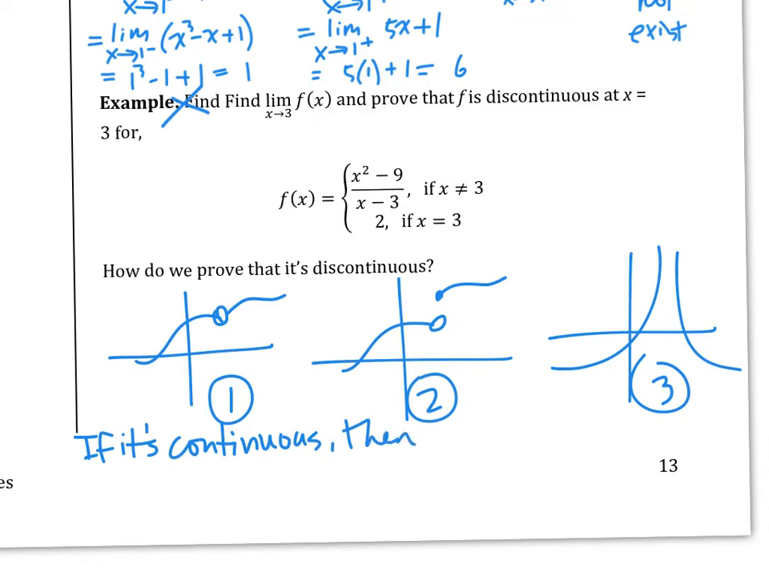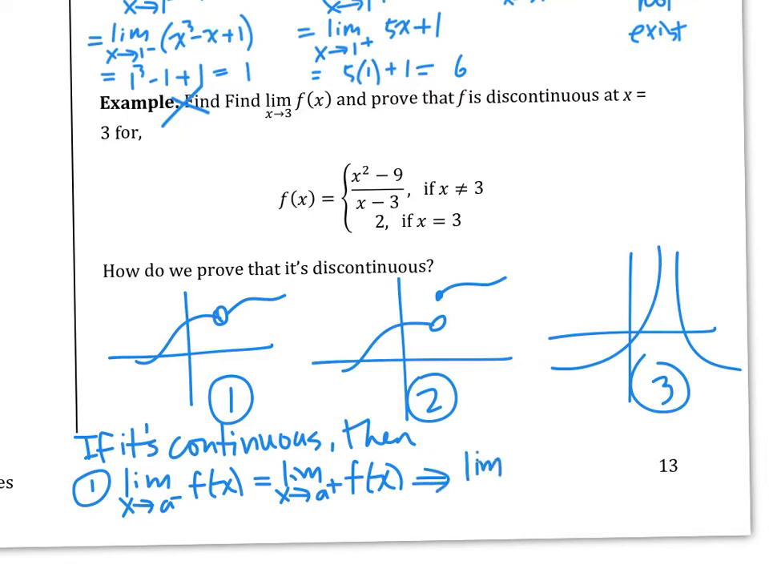If it's continuous, then first, the left-hand side and right-hand side must go to the same number, meaning the limit as x goes to, let's say, a from the negative side of f of x has to equal the limit as x goes to a from the right-hand side of f of x. Meaning the left-hand side and right-hand side will come to the same point. So this means that the limit as x goes to a of f of x exists. So at least they're going to the same number.